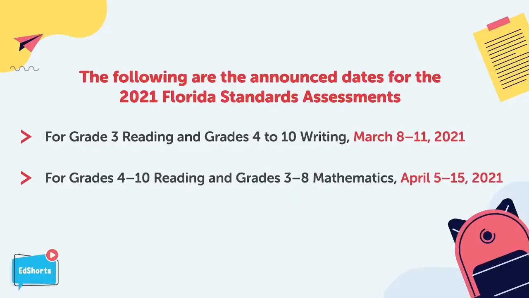The following are the announced dates for the 2021 Florida Standards Assessments. For Grade 3 Reading and Grades 4 to 10 Writing, March 8th through the 11th, 2021. For Grades 4 to 10 Reading and Grades 3 to 8 Mathematics, April 5th through the 15th, 2021.